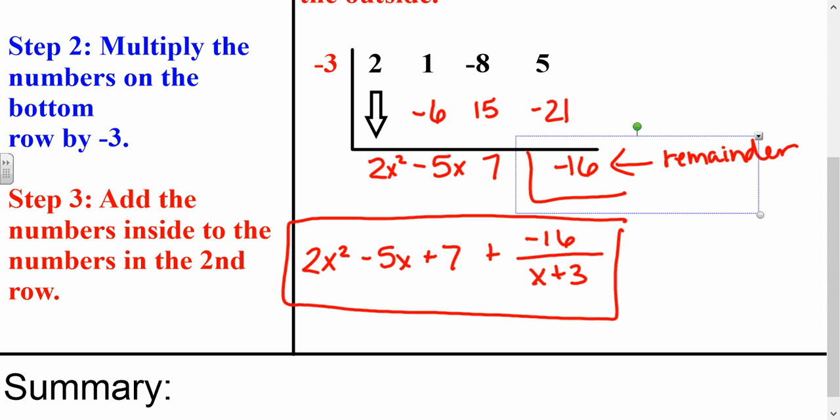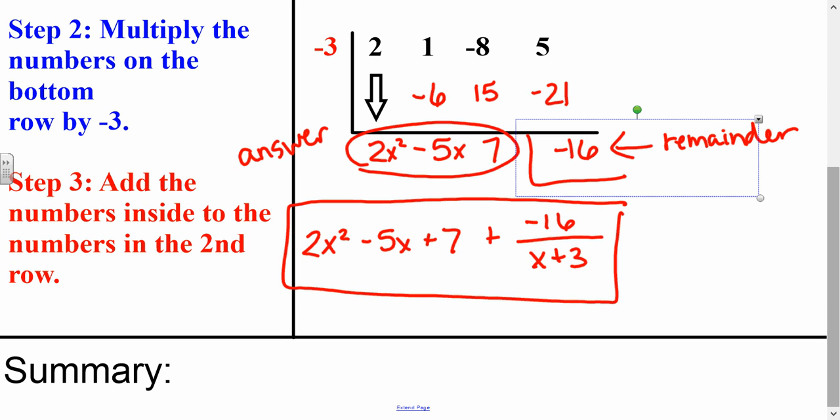So when you're writing your answer using synthetic division, you need to make sure that this portion is the answer, and this portion is the remainder. All right, make sure you go back and answer your essential question and write your summary.